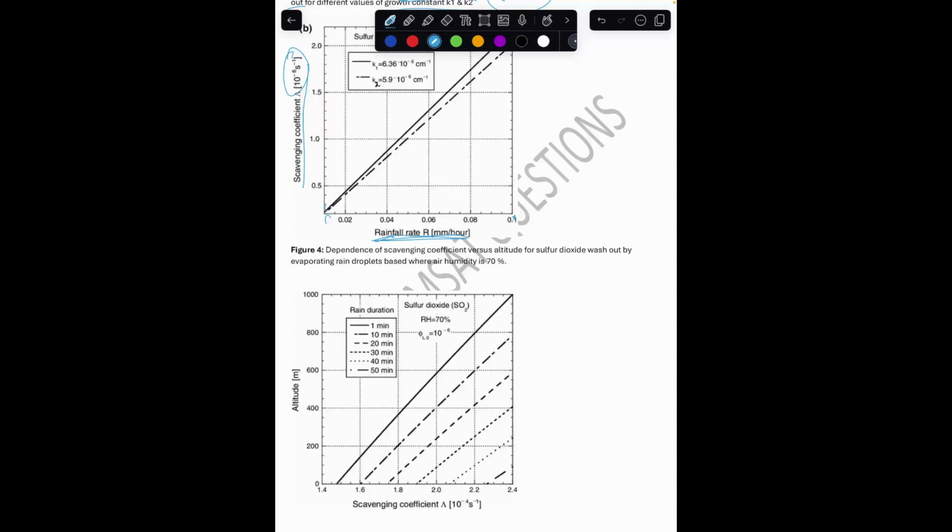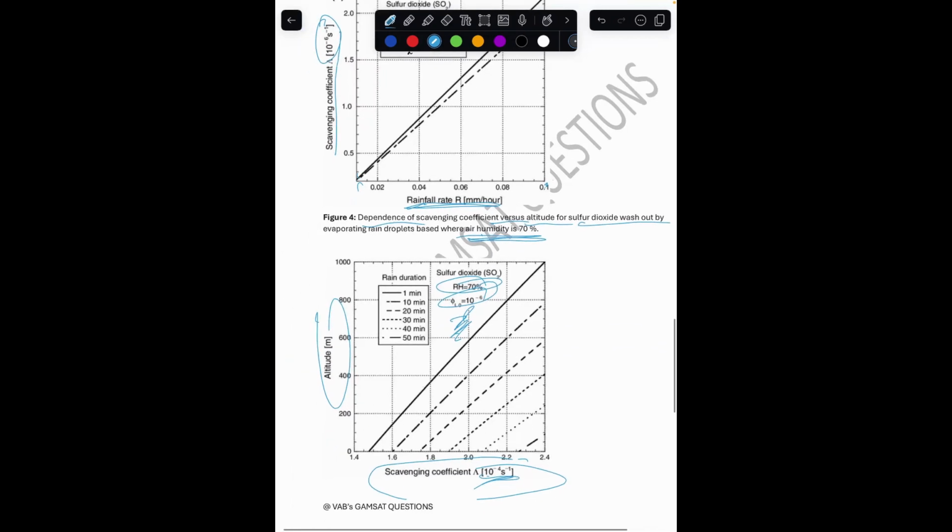In terms of what this graph is showing, we've got the altitude again, and we've got scavenging coefficient on the x-axis, in 10 to the negative 4 per second. Dependence of scavenging coefficient versus altitude for sulfur dioxide washouts, so getting rid of sulfur dioxide, by evaporating rain droplets where air humidity is 70%. So there's your 70%. Still don't know what that is, but I'm not going to worry. It's probably not too important until they specify it in a question. Now, rain duration is specified. The solid line is 1 minute, the next one's 10 minutes, and so on.